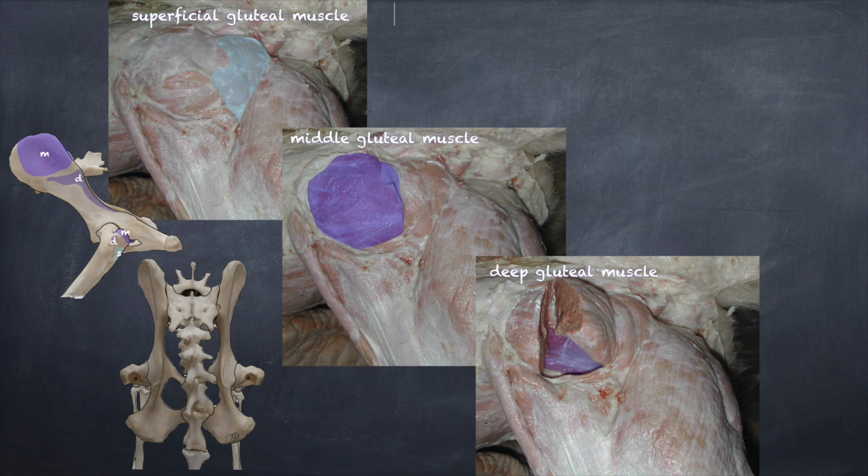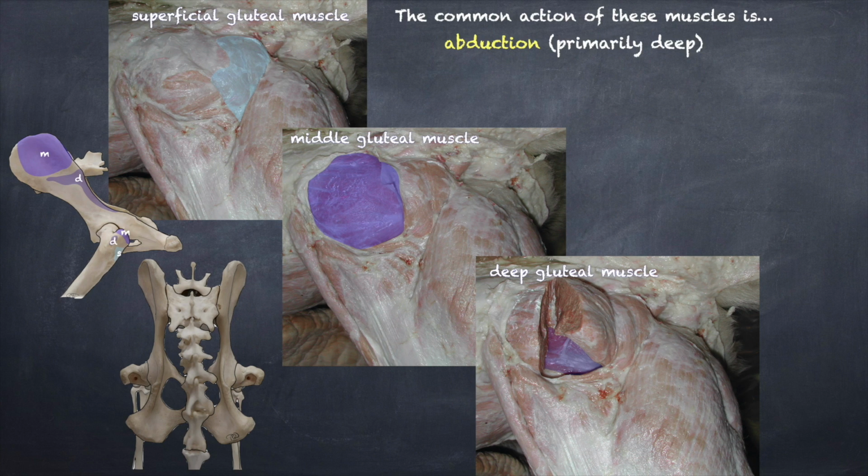So what's the common action of all of these muscles? They're going to abduct. Primarily the deep is doing that. If I draw in the deep on both images there, the fibers are pulling that way and that way. So that's going to cause abduction.